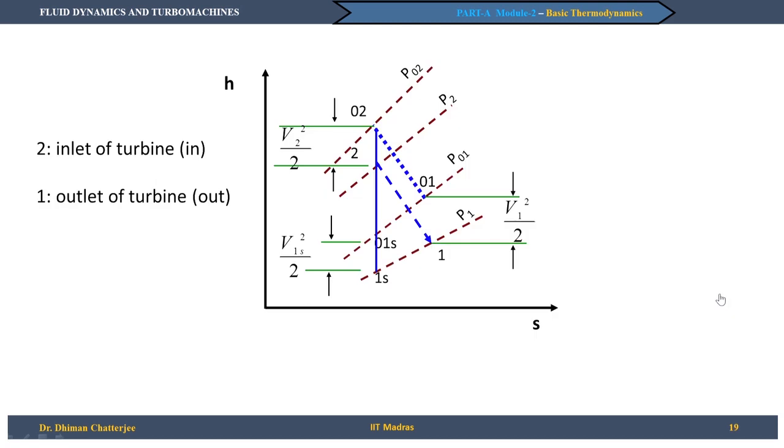Now, I will quickly talk about the representation of these processes for gas or steam handling machines on an HS plot or a TS plot.